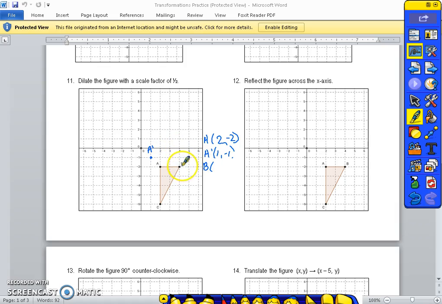B is at 4, -2. With a scale factor of 1/2, 4 times 1/2 is 2. -2 times 1/2 is -1. For C, we're at 2, -6. 2 times 1/2 is 1. -6 times 1/2 is -3. So 1, -3. That's our new image.